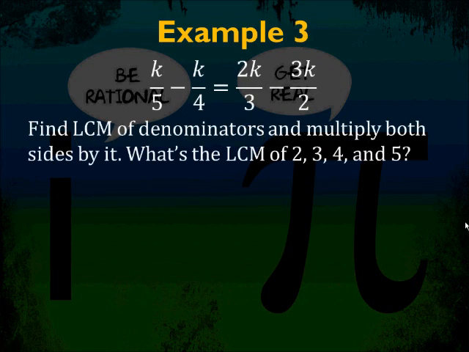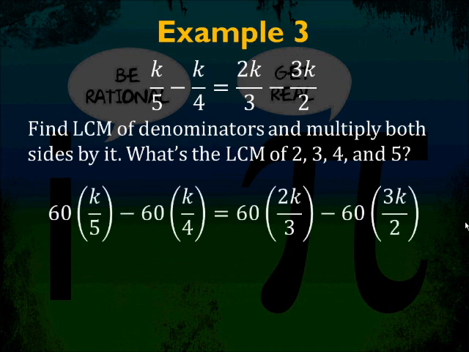Let's go to number 3. Again, you are using the same approach. Go ahead and try this on your own and see what you come up with. So the least common denominator of 2, 3, 4, and 5, if you actually check it out, is going to be 60. So let's multiply every term by 60.